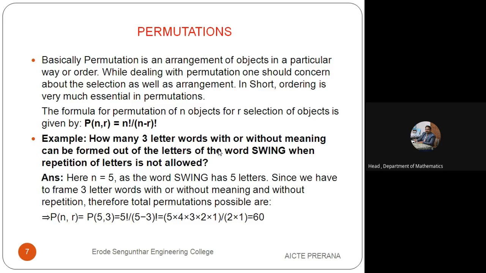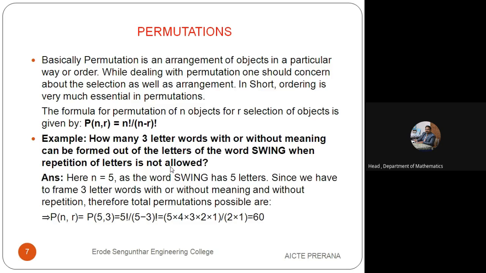We see one problem, one example in permutation. How many three-letter words with or without meaning can be formed out of the letters of the word SWING when repetition of letters is not allowed? Here the given word is SWING.